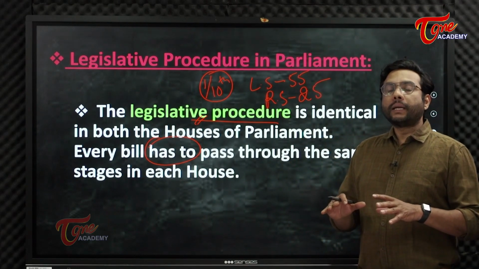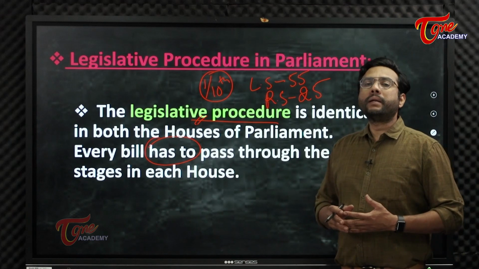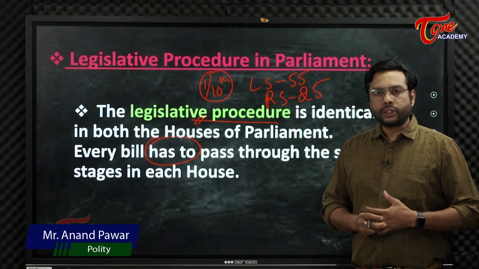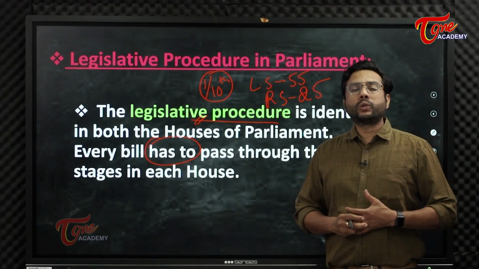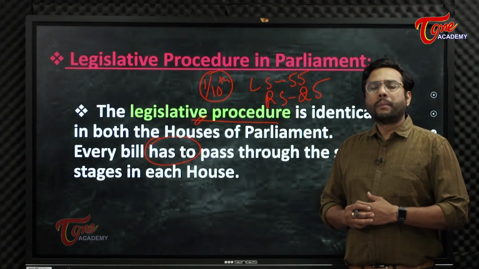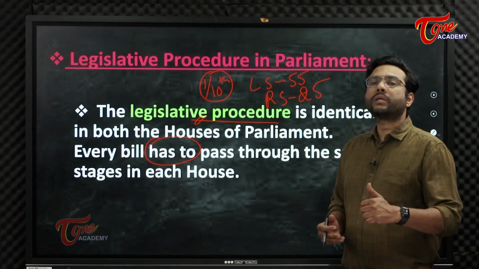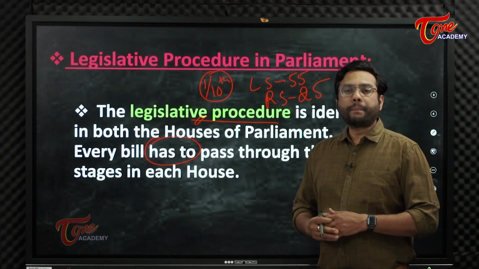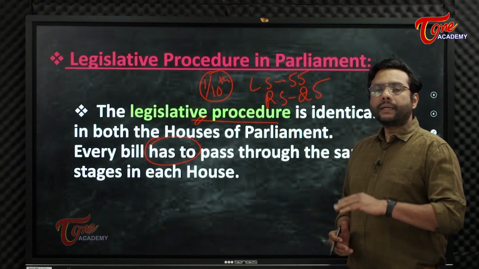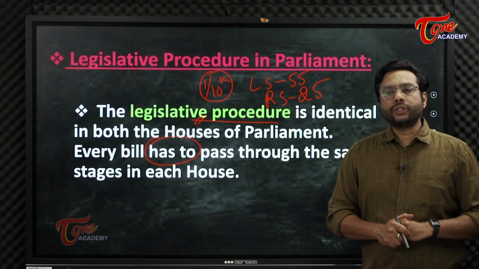The only thing is, the powers of the houses may differ. For example, as I said, a money bill is introduced only in the Lok Sabha. A money bill cannot be introduced in the Rajya Sabha. Rajya Sabha has no power to reject the money bill. Obviously, Rajya Sabha can discuss and debate such bills, but it cannot return or reject them. And only in Lok Sabha is it introduced, with the prior permission of the President. We'll discuss this when we discuss the bill. But otherwise, what we should understand is, in both the houses, the procedure is similar.